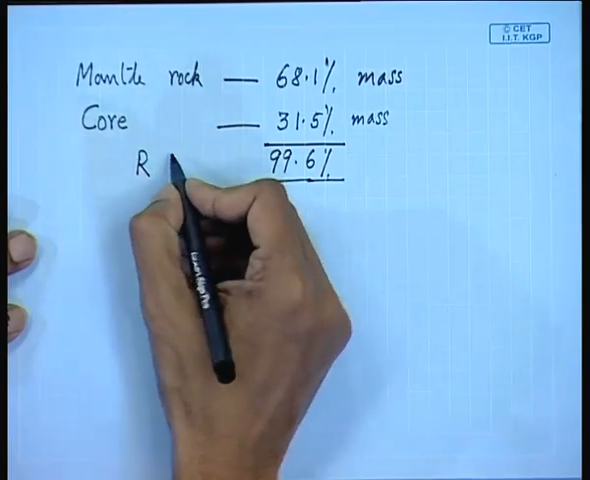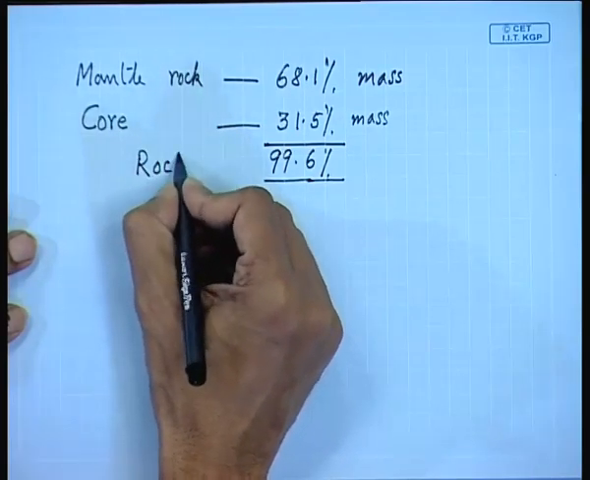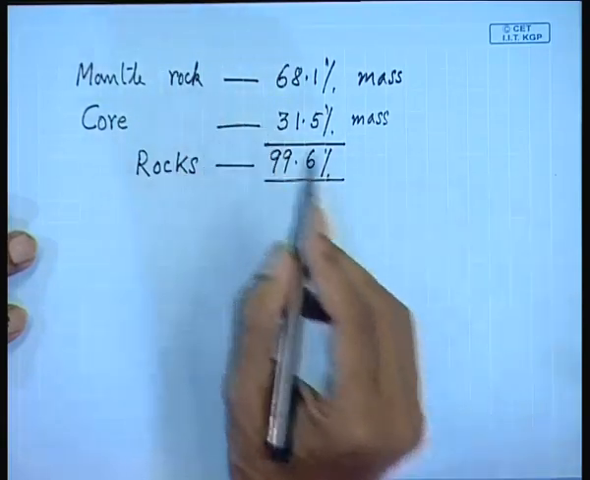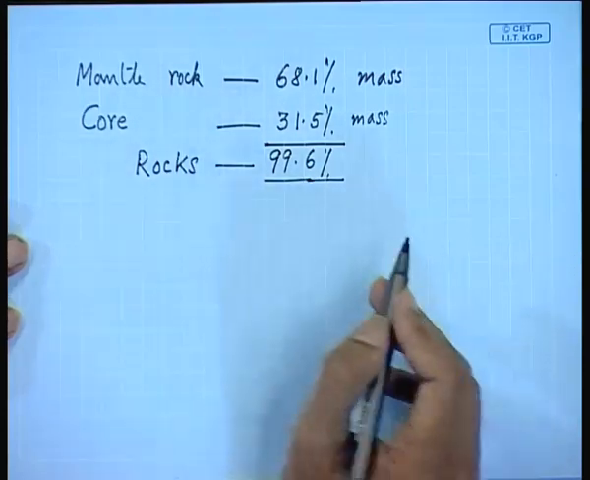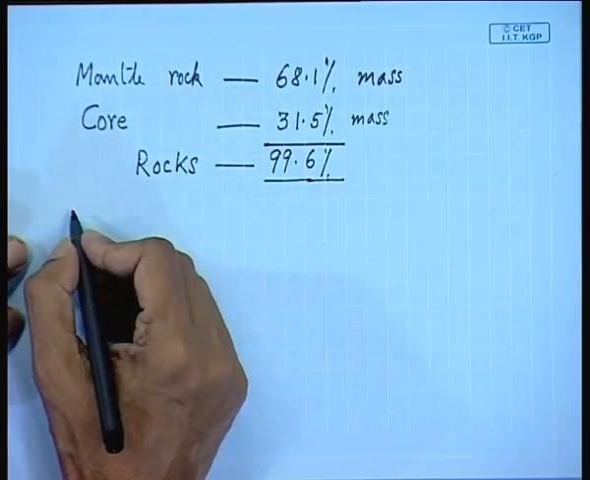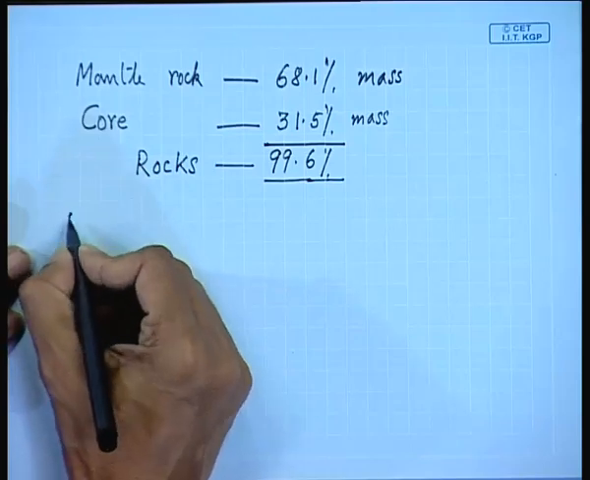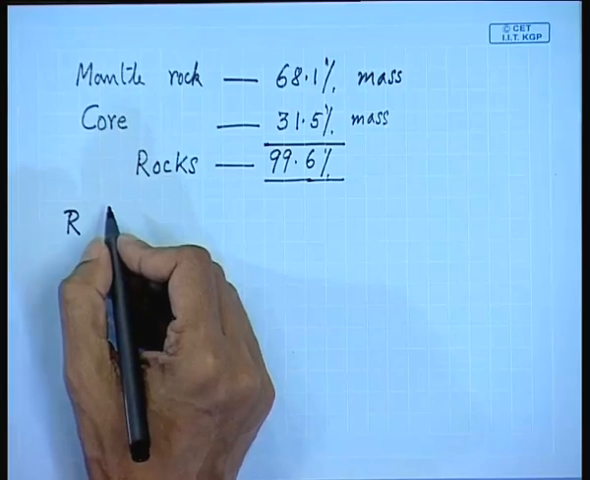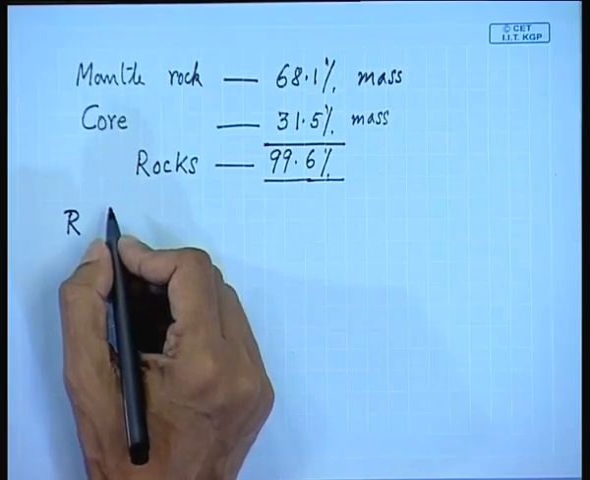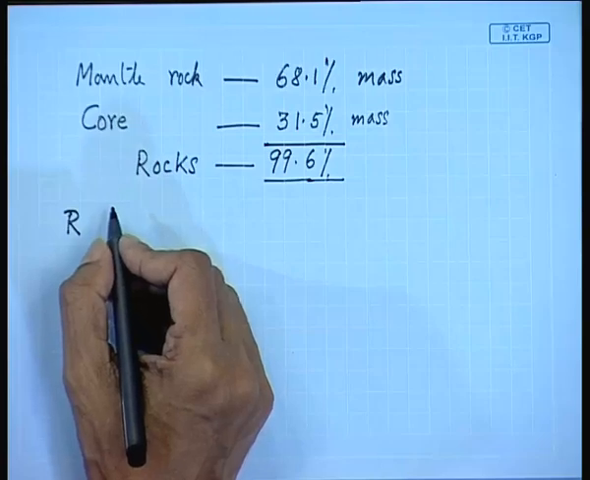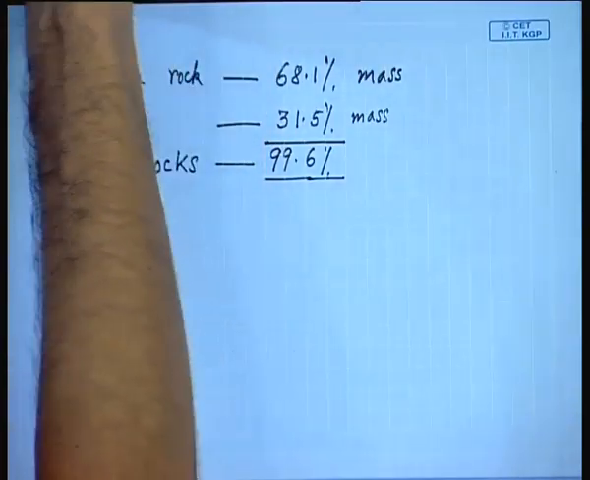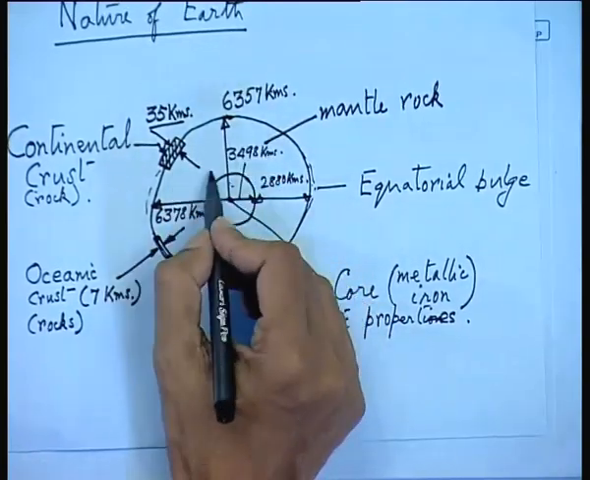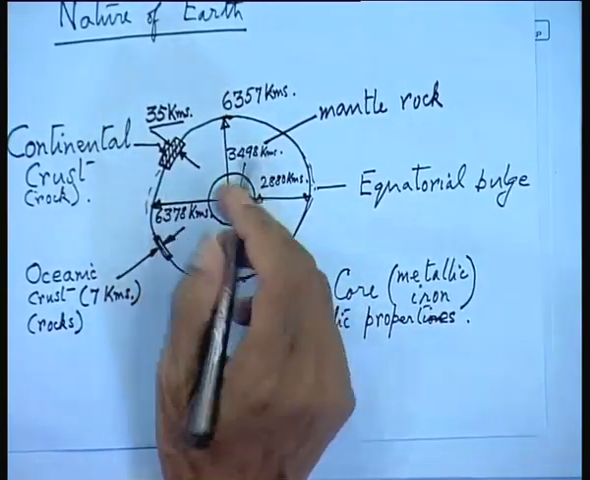Now, what remains is the rocks which are not covered in the mantle or in the core. So, they form what is called the rocks of the continents. So, that is constituting your continental crust, which is floating on the mantle rock. So, you can see from this diagram that this core is different from the mantle, and on the mantle also you have the continental and oceanic crust.